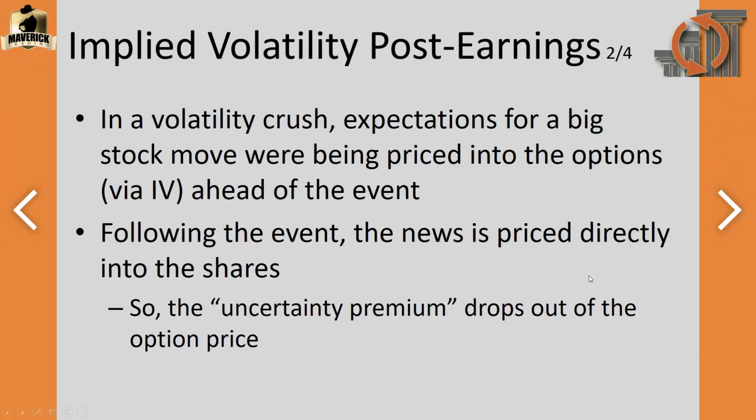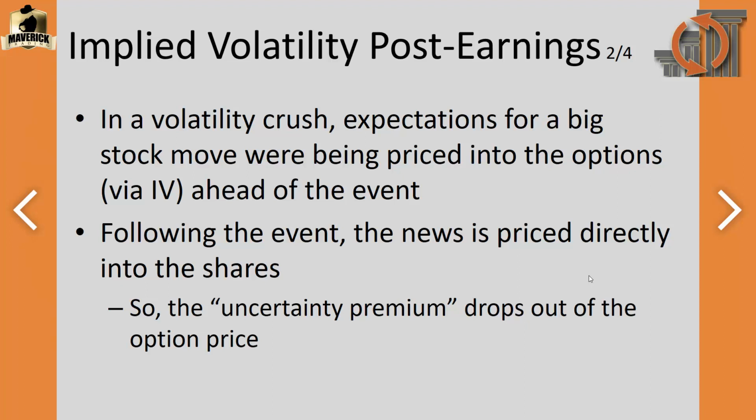In a volatility crush, basically there was an expectation for a big stock move. It was priced into the options, maybe overpriced. Following the news, the event comes out, and the uncertainty premium is basically gone. I call it the unknown becomes known.